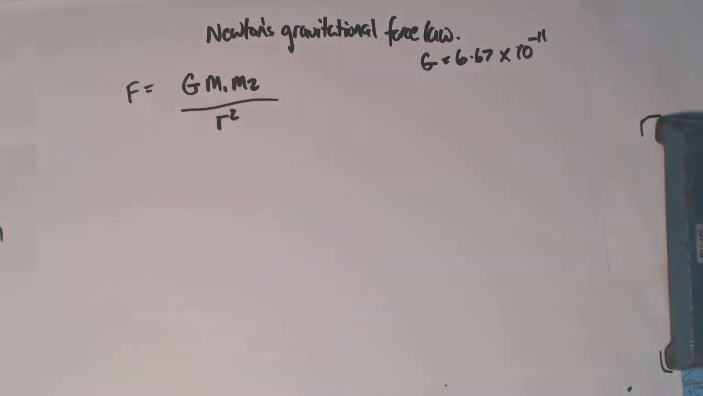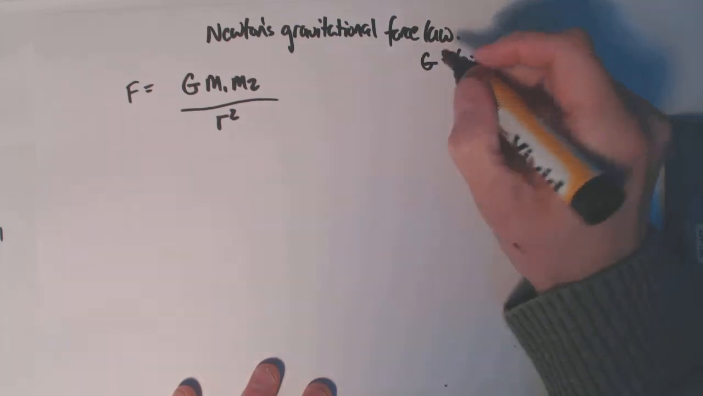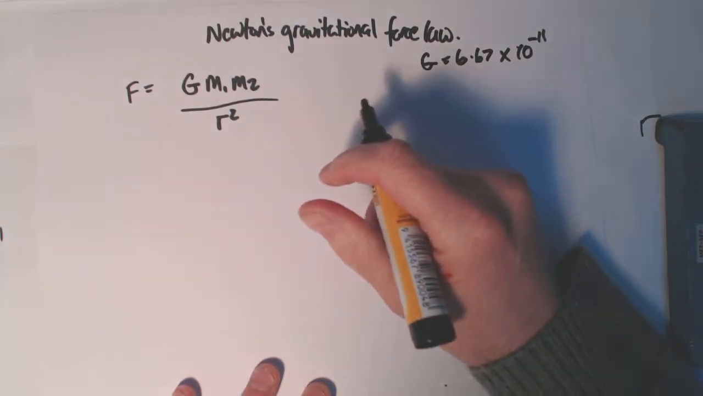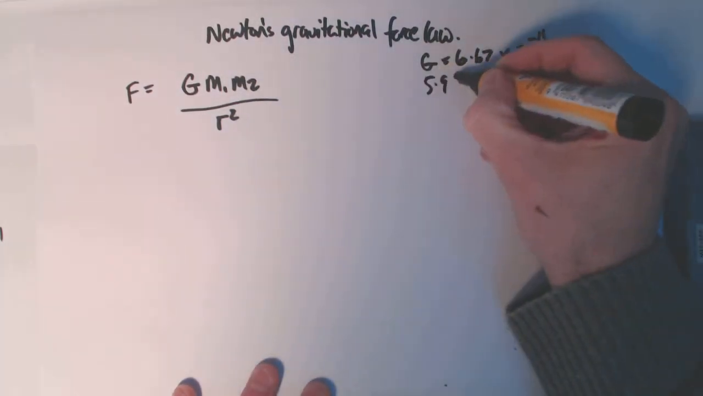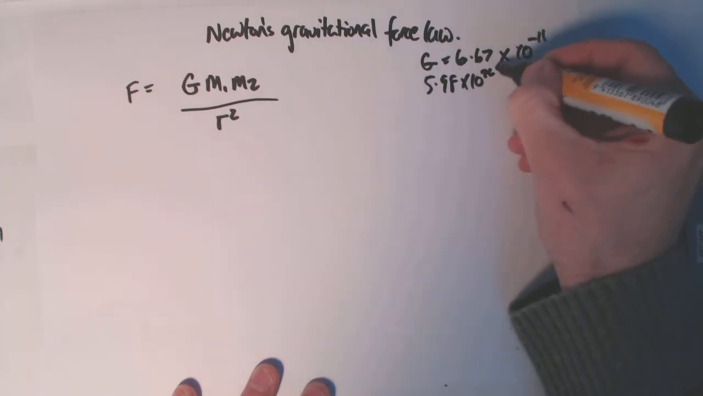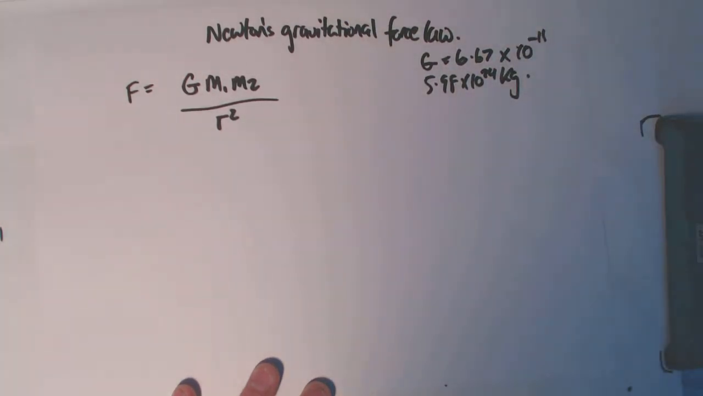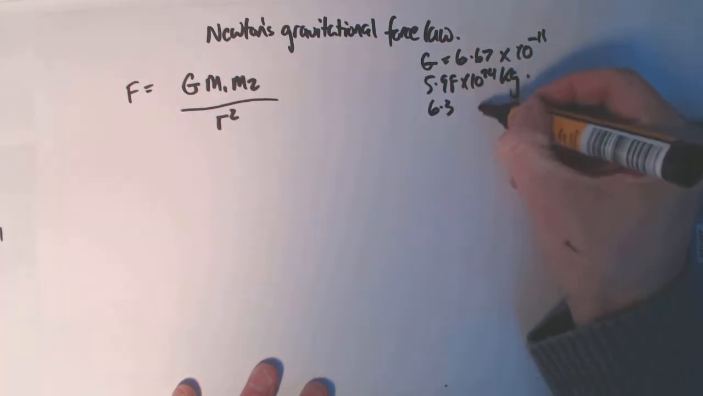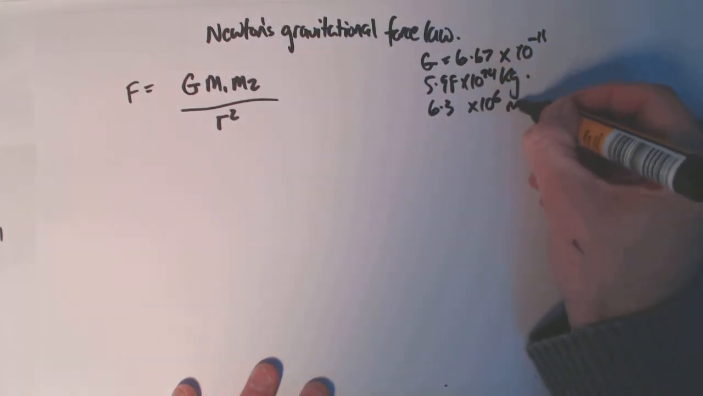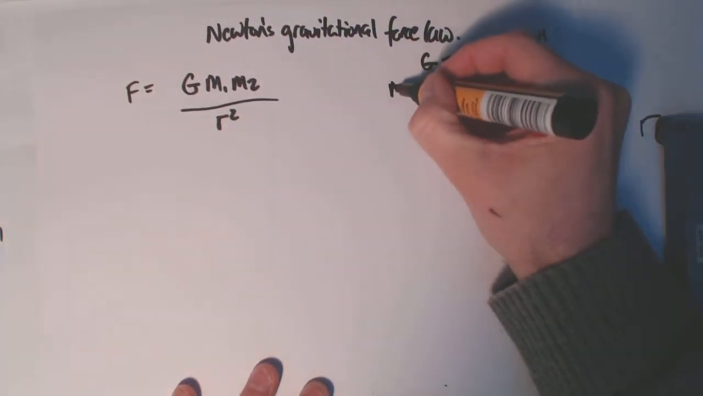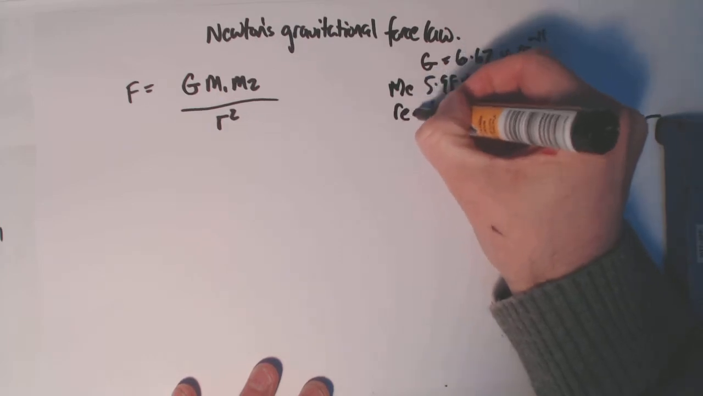But when we are working with a mass as big as the Earth, and the mass of the Earth is 5.98 times 10 to the 24 kgs. Good idea to get used to these numbers. Radius of the Earth, 6.3 times 10 to the 6 meters. So this is mass of Earth, radius of Earth.